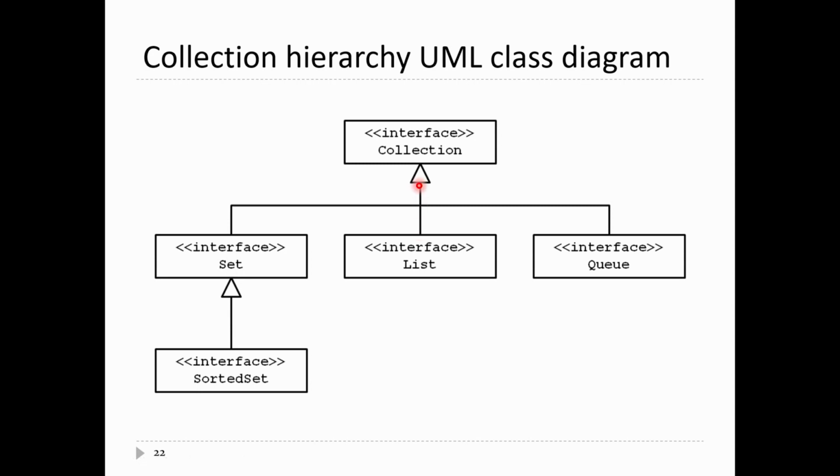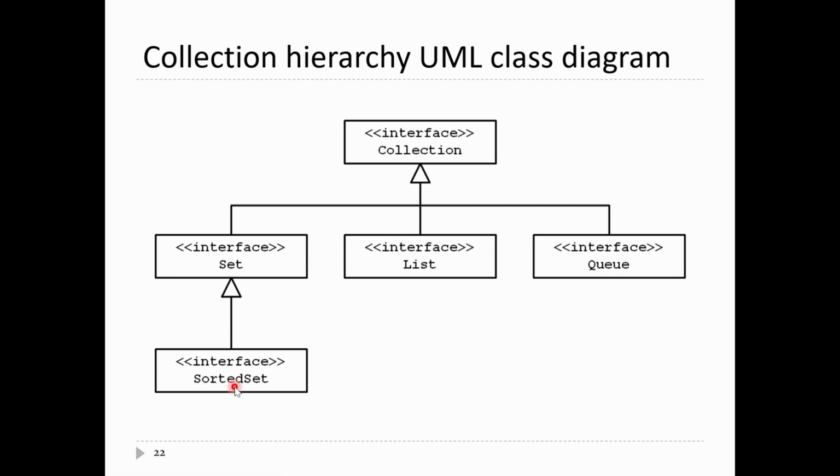This arrow coming from list to collection says that a list is a kind of collection. A list is a type of collection. And so what this means is that everything that's in the collection interface is also in the list interface. And then there's this thing called set. If you follow the line, you get to the arrow, and that says that a set is a kind of collection. So every method in collection is also in set.